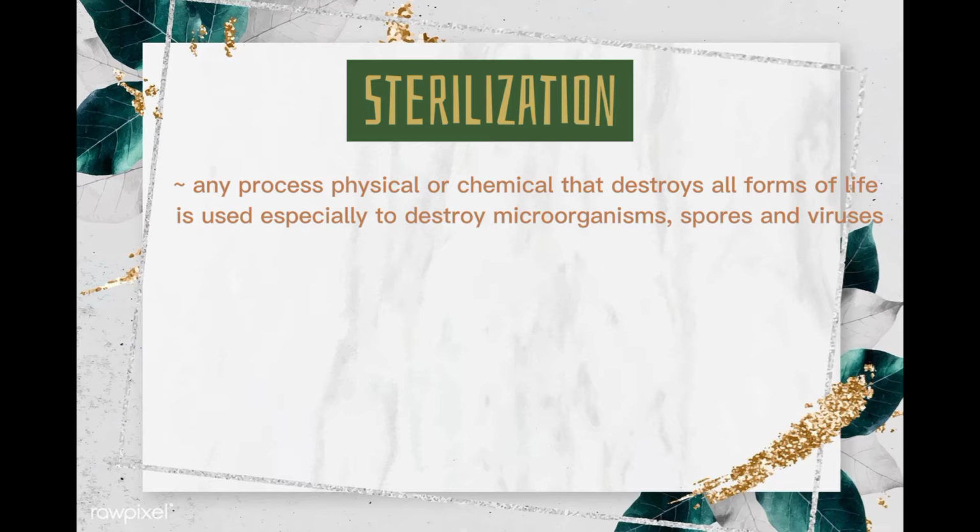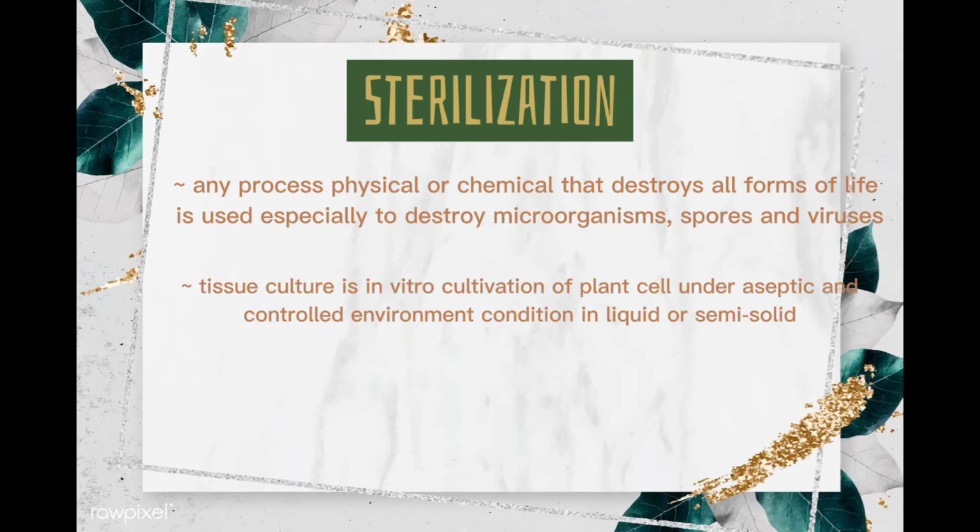and biological agents present. Tissue culture is in vitro cultivation of plant cell or tissue under aseptic and controlled environment conditions, in liquid or semi-solid. The whole process requires a well-equipped culture laboratory and nutrient medium. This process involves various steps via preparation of nutrient medium containing inorganic and organic salts, supplemented with vitamins, plant growth hormone and amino acid, as well as sterilization of explants, glassware and other accessories, inoculation and incubation.